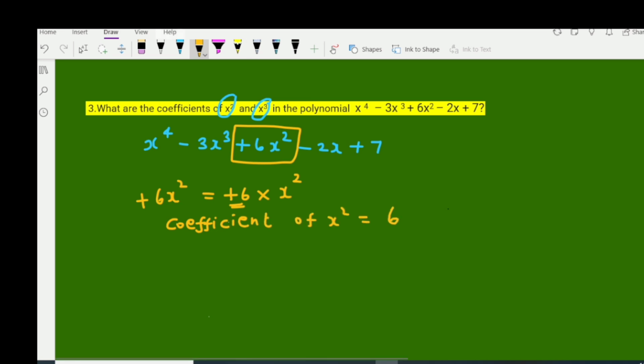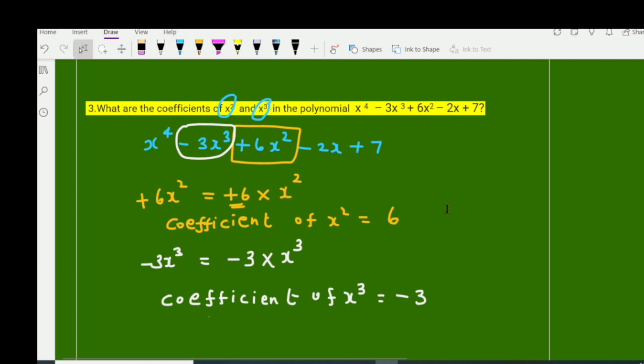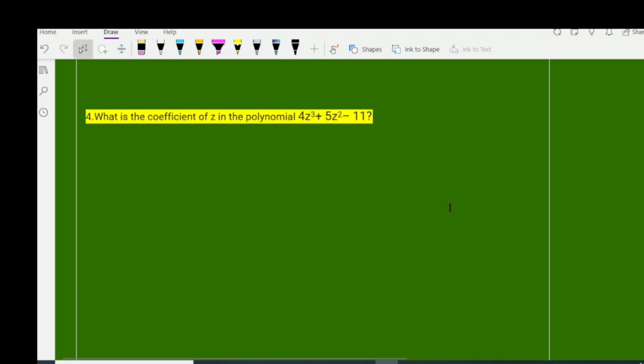Okay, look at the next one. Next, x cube. What is the x cube term here? The x cube term is minus 3x cube, meaning minus 3 multiplied with the variable x cube. So what is the coefficient? The number multiplied with the variable is minus 3. So the coefficient of x cube is minus 3. Clear? With the sign you need to write the number. Look at the next one.